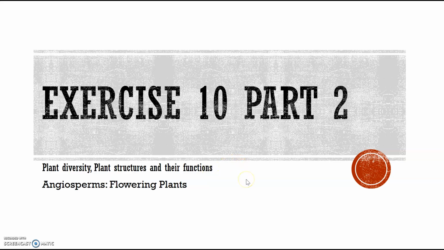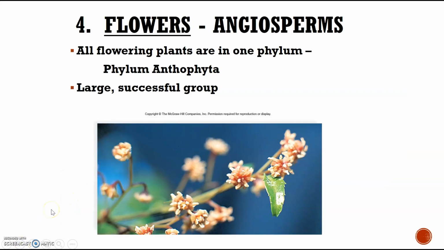We're going to continue to talk about plant diversity, plant structures and their functions. We're going to be focusing on the angiosperms or flowering plants this time. So if you remember from our last tutorial, our fourth innovation was flowers, right? That gave rise to the angiosperms or flowering plants. They all belong to one phylum, Anthophyta, and they are a large, very successful group of plants.